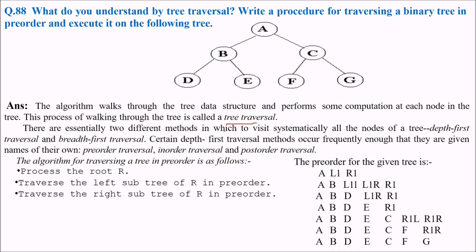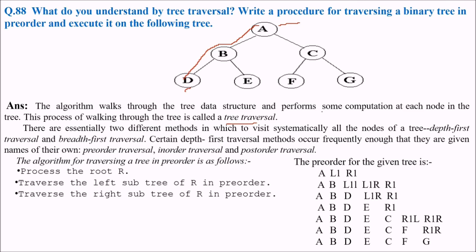So there are essentially two different methods in which to visit systematically all the nodes of the tree. First is depth first, which means you move from one position to another till the depth. If you have taken, say, the right or left subtree, you move to the last node and then you cater to other nodes after completing this. But in breadth first, it is level by level: this is A, then B, C, then D, E, F, G, like this. So these are depth first and breadth first.